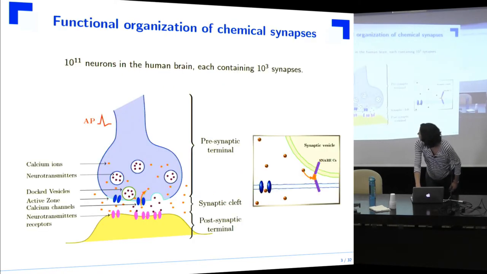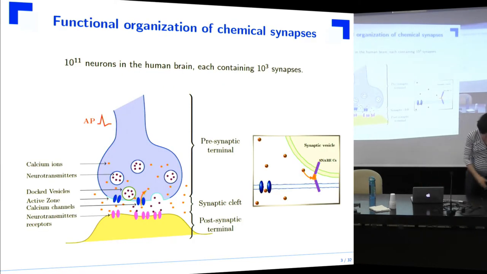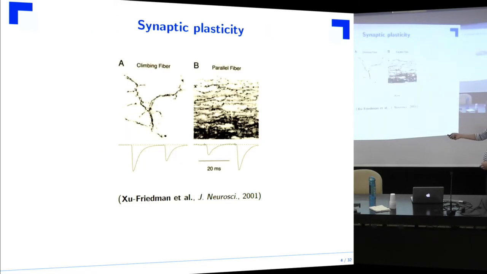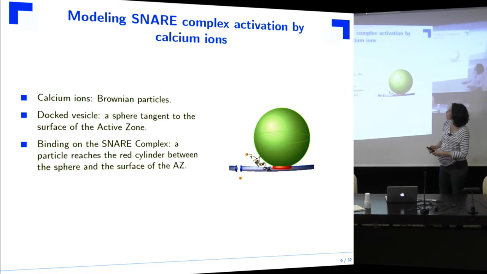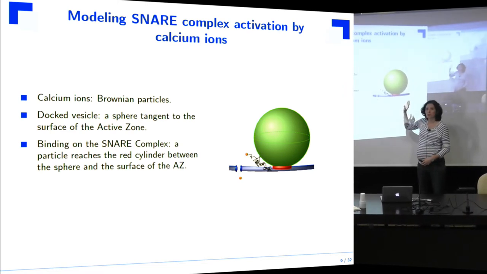So let's stop with biology for a while. Let's look at the narrow escape problem at a cusp. I wanted to tell you this story about facilitation and depression because I wanted to motivate why we're interested in this geometry. Otherwise, it doesn't really make sense.